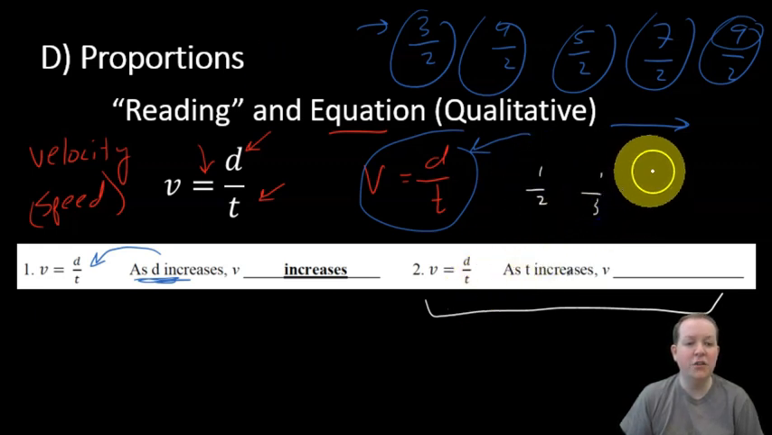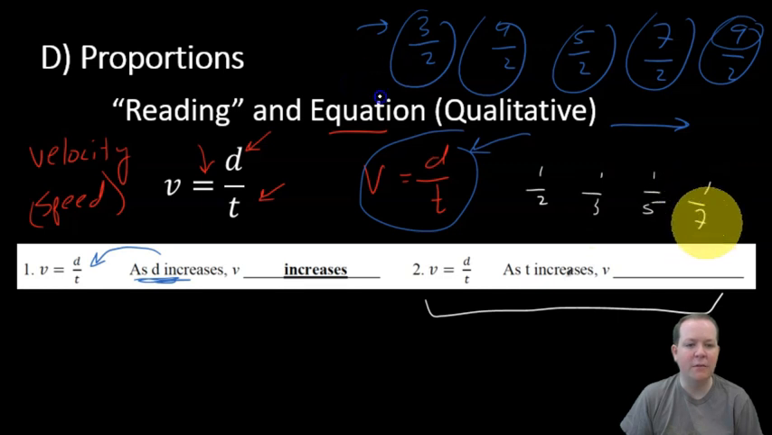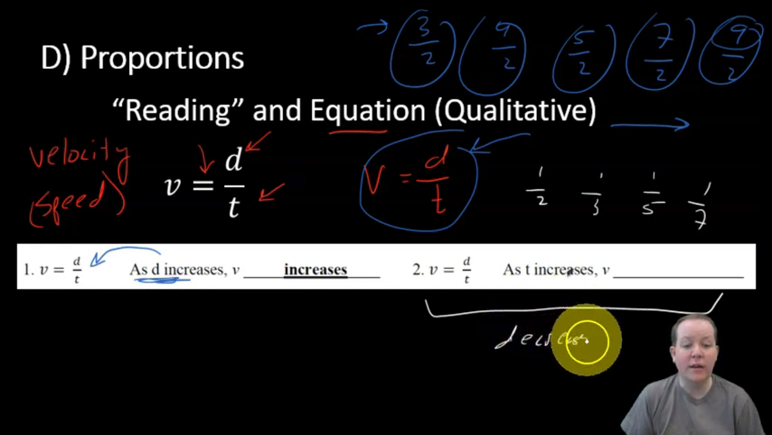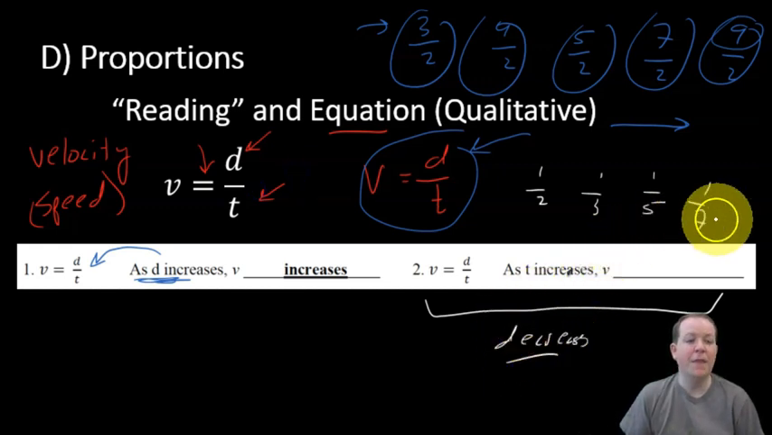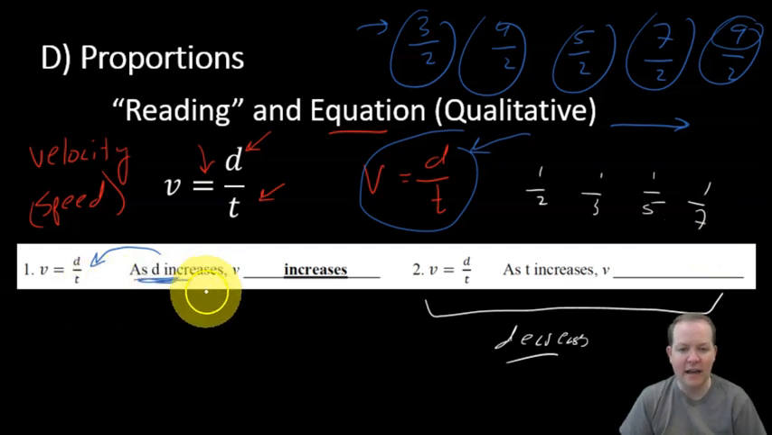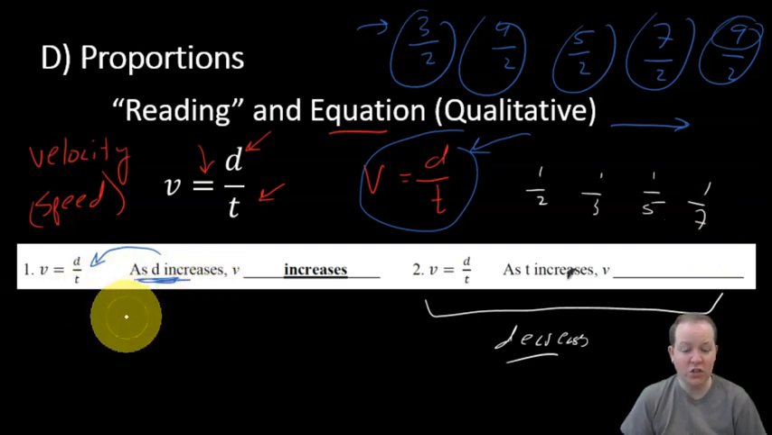What happens when the denominator gets bigger and bigger and bigger? As t increases, the overall result decreases. It's the opposite. When the bottom part of a fraction gets larger and larger, that means I'm dividing more and more and more. I'm dividing it into smaller and smaller pieces. So if the denominator in an equation is getting larger, the overall result is getting smaller. That's a core idea. Okay, you should be able to answer questions like that.